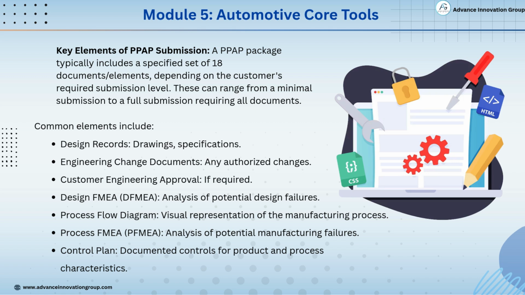A full PPAP submission can include up to 18 required documents, but the actual number depends on the customer's submission level. Some key elements commonly included are design records, like technical drawings and specifications, engineering change documents, any approved changes, customer engineering approval, if needed, design FMEA, DFMEA, to analyze design-related risks, process flow diagram, a visual of the full manufacturing process, process FMEA, PFMEA, to assess manufacturing failure risks.